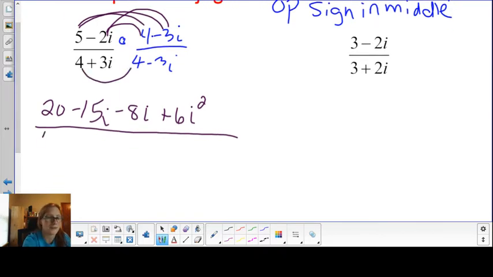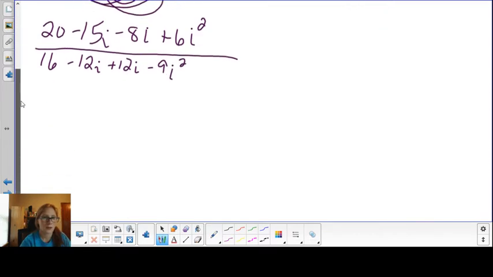4 times 4 is 16. Then 4 times negative 3i is negative 12i. Then 3i times 4 is a positive 12i. Then 3i times negative 3i is negative 9i squared. Next, we're going to simplify.